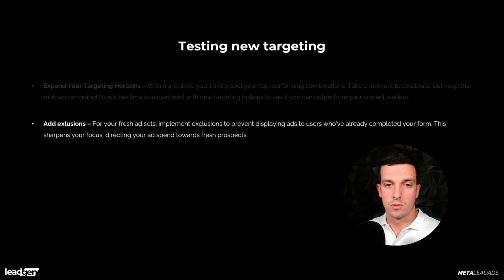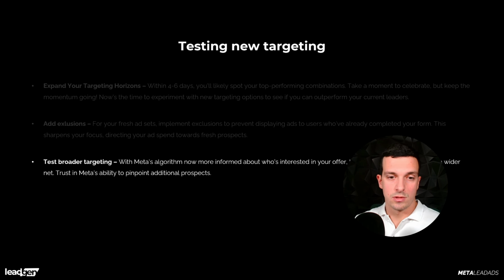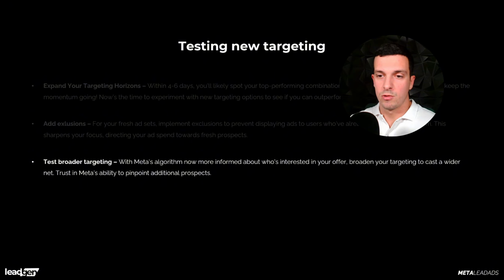This sharpens your focus, directing your ad spend towards fresh prospects. So in the last lesson, we created the custom audiences, and in the new ad sets that we're gonna create, we're gonna exclude the leads, so we don't show the ads to someone who filled out the form. Test broader targeting. With Meta's algorithm now more informed about who's interested in your offer, broaden your targeting to cast a wider net. Trust in Meta's ability to pinpoint additional prospects.